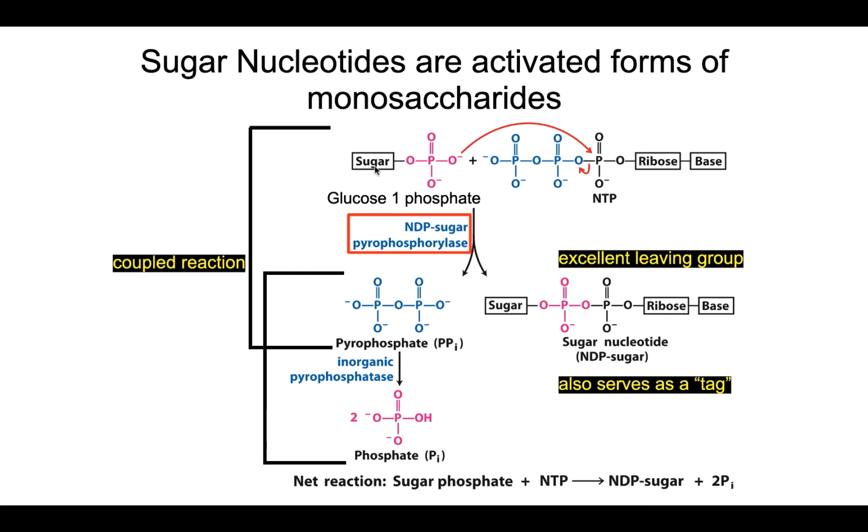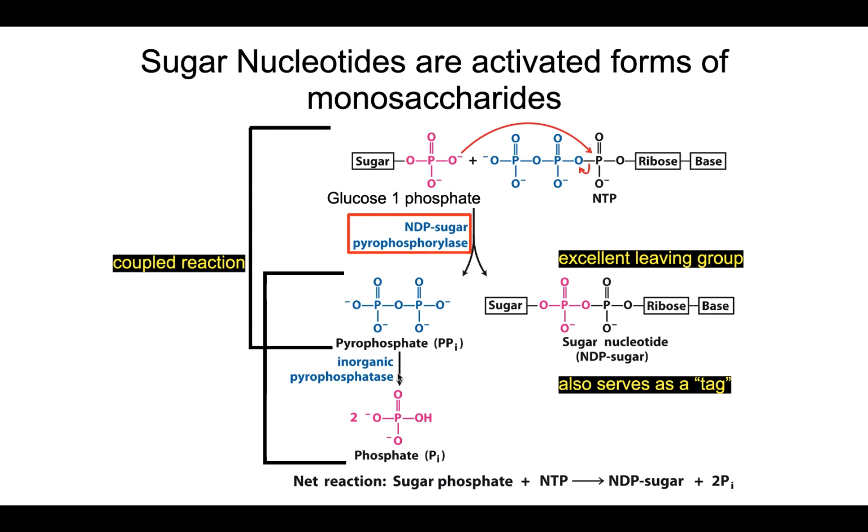At this point, we use an enzyme called NDP-sugar pyrophosphorylase. It takes either UTP or GTP, some sort of nucleotide triphosphate. Our phosphorylated glucose attacks the first phosphate group of the NTP, and that leaves pyrophosphate as our byproduct, and we get our NDP-sugar molecule, our activated glucose.